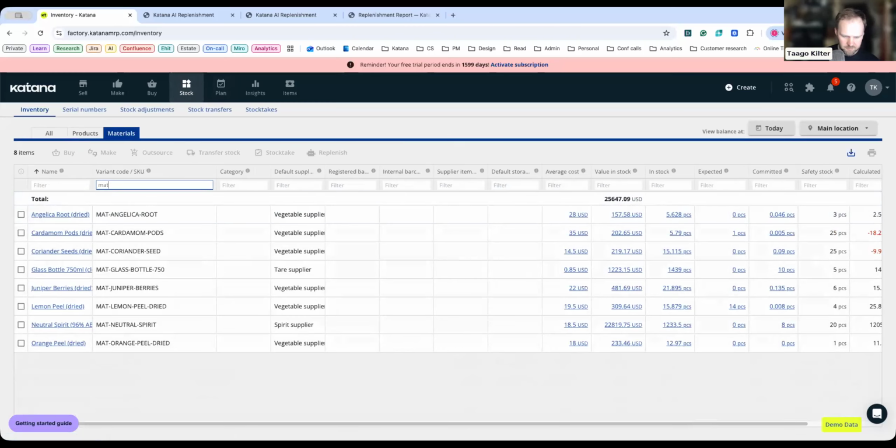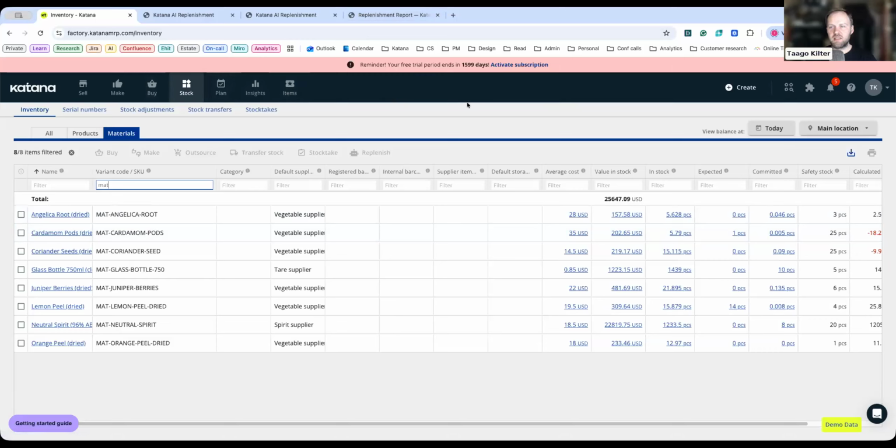Okay, it was this one. Glass bottle 750, it's 5. Yeah, so it interchanges it. And as I showed you in the AI replenishment, this number will be evaluated there. And if your near-term history or forecast numbers show a different idea about the safety stock, it will recommend to change it. And the next question, I believe, was about lead time.